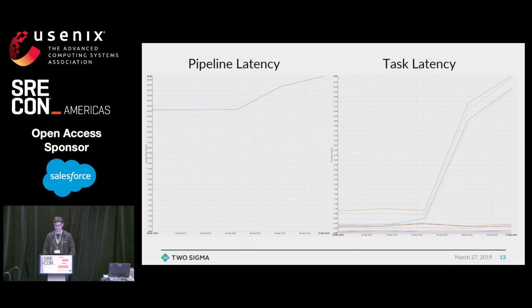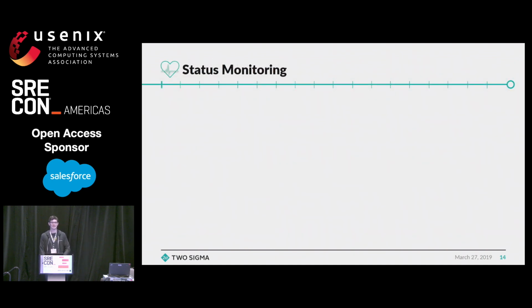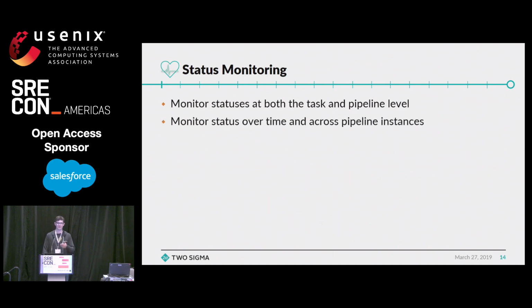The last thing to keep in mind is status monitoring. We want to monitor our statuses at both the task and pipeline level for similar reasons. We want to keep track of status over time and across pipeline instances. We need to be able to distinguish the status of 2 or more concurrently running pipeline instances. And we should be making use of states.